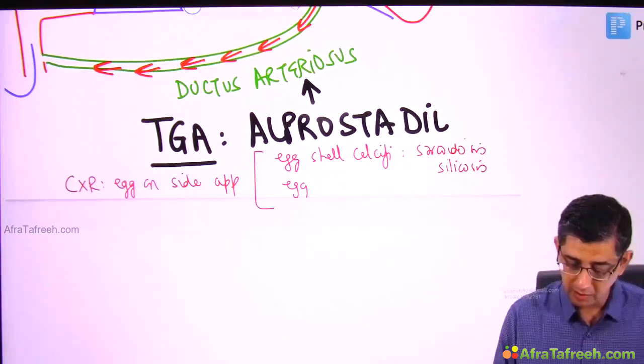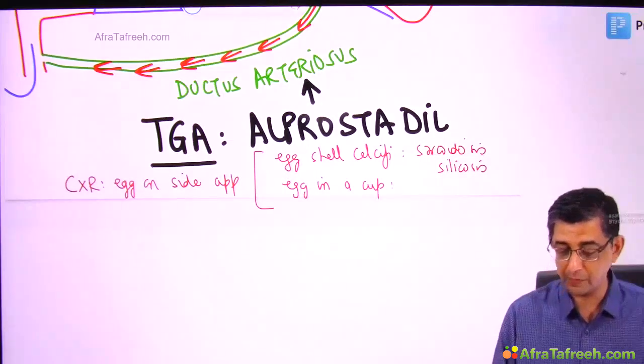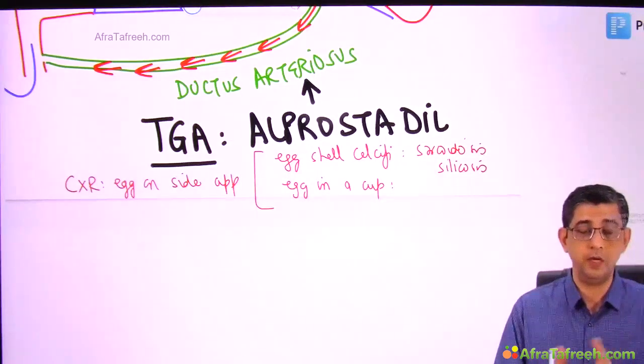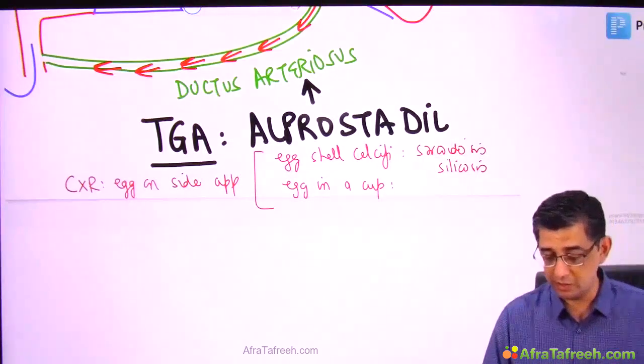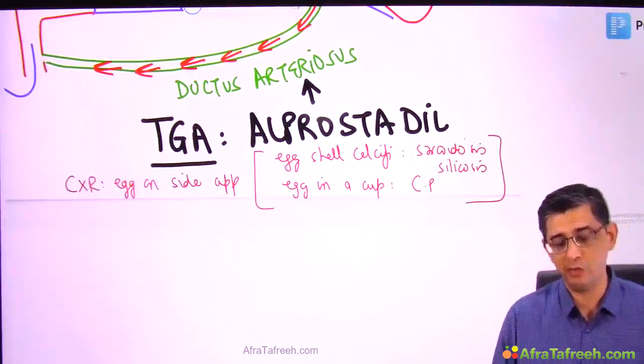Next is egg in a cup appearance. Listen to the word carefully, yes guys, egg in a cup. That means there's a calcification outside the heart. That is going to be constrictive pericarditis. So a couple of egg-based questions is what I try to squeeze in here.